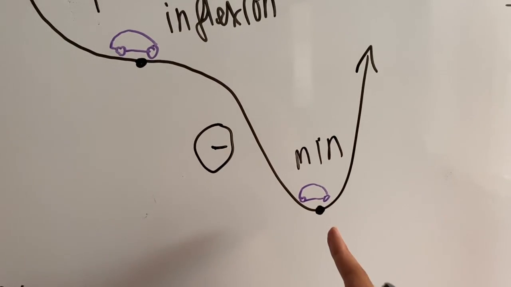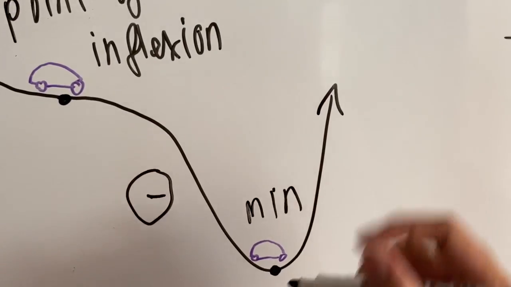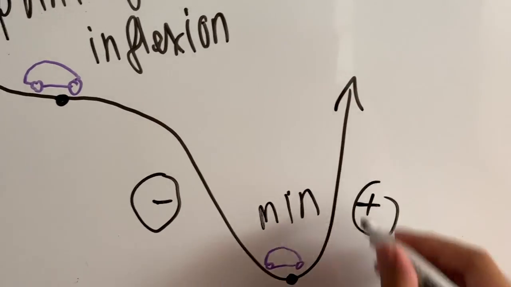Now, let's take a look at this minimum point. Well, what's to the right of this minimum point? We have a line increasing, so that means we have a positive gradient.